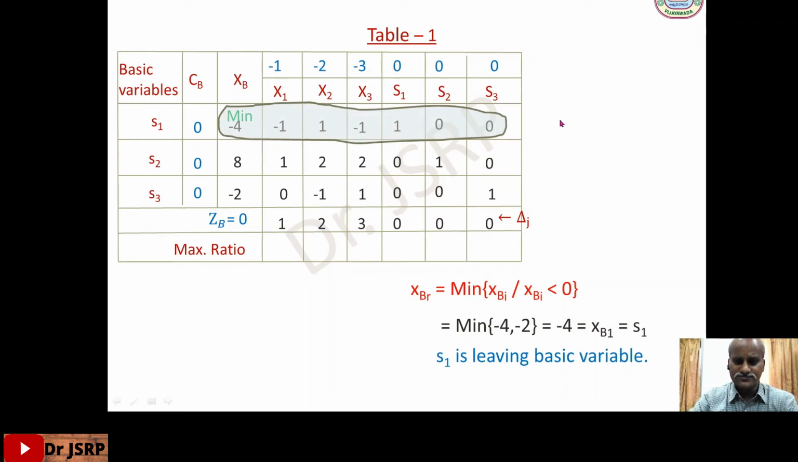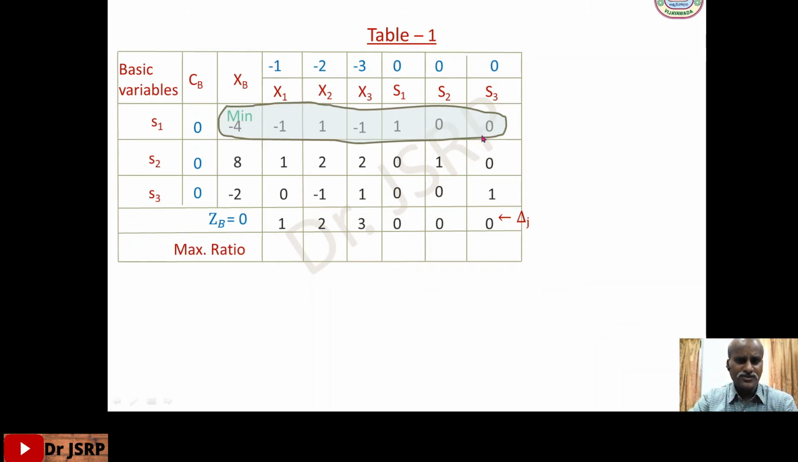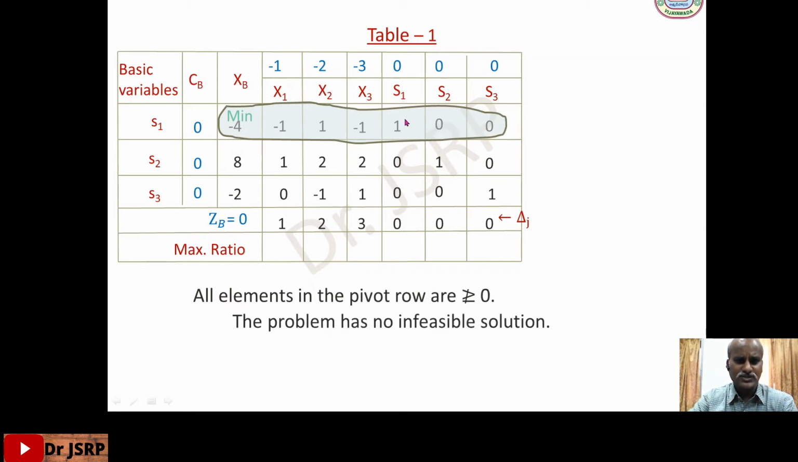Next, verify the infeasibility condition. Observe the entries in the pivot row. Not all entries in the pivot row are greater than or equal to 0, so the problem does not have an infeasible solution. That means the problem has a feasible solution.